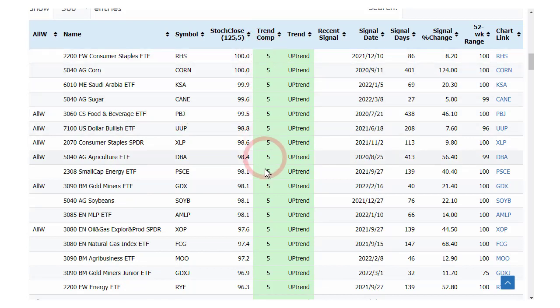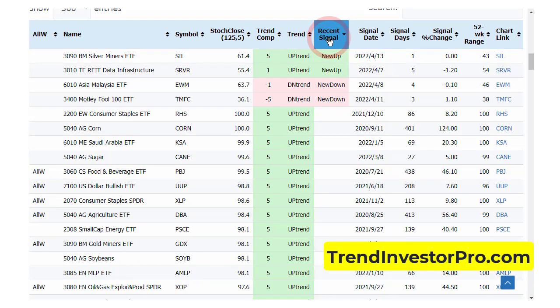And here are the trend composite signals. And we can click this column to see the recent signals in the trend composite. Silver miners recently triggered bullish, and Malaysia recently triggered bearish.